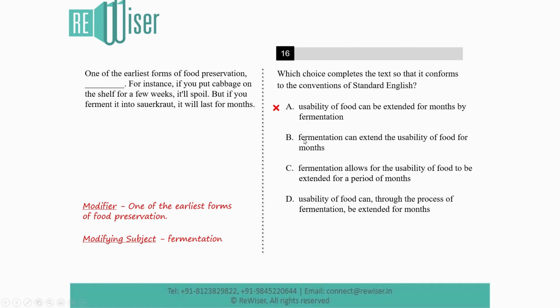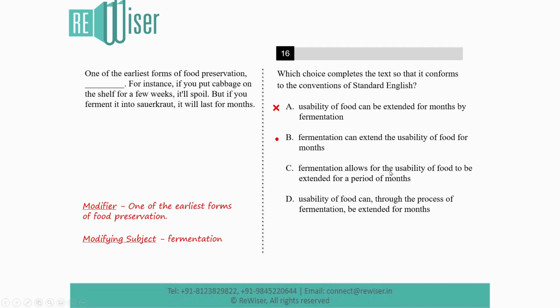Moving on to option B, fermentation. Like we have seen earlier, one of the earliest forms of food preservation, which is fermentation, can extend the usability of food for months. So let's keep B on hold because B clearly starts with fermentation. Moving on to option C. Option C starts again with fermentation, so there is a chance C can also be the right answer. But again, let's see which one would be the best, C or B.